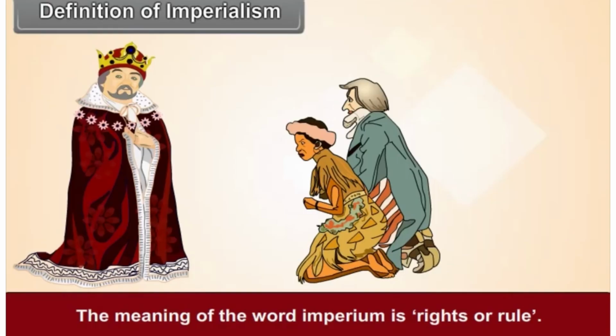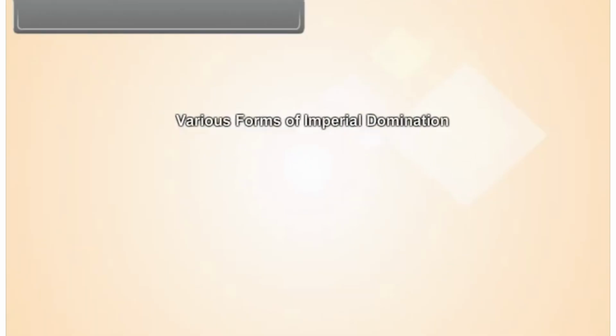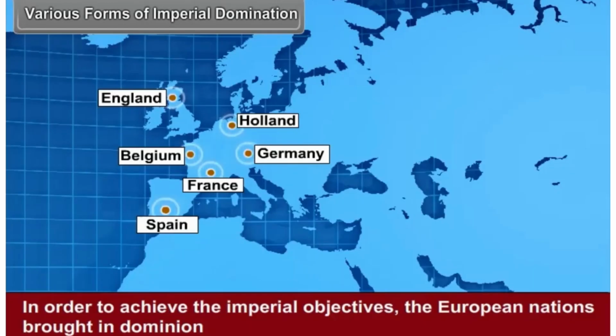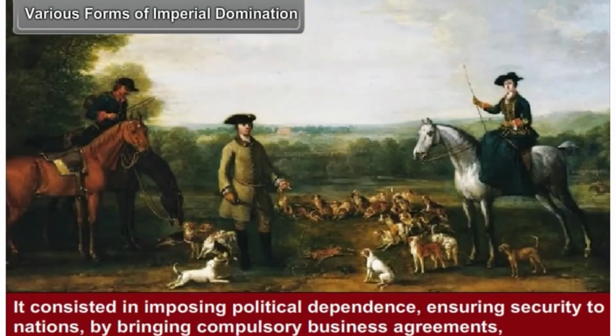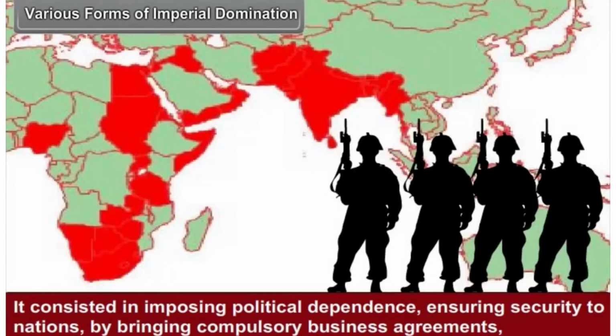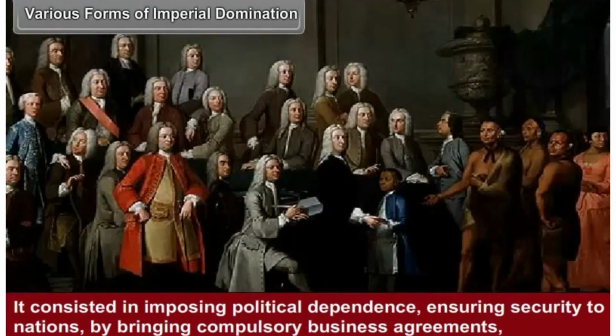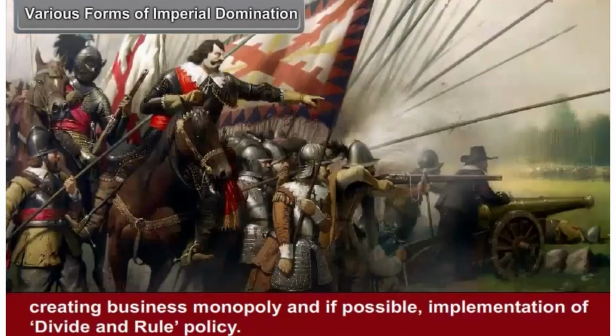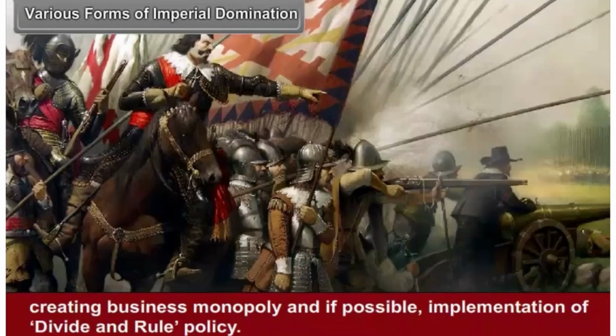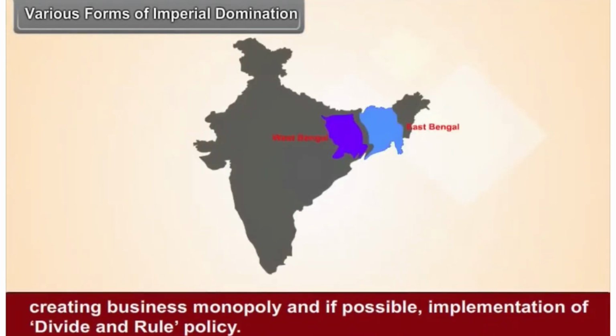Imperialism sprouted from colonialism. Various forms of imperial domination. In order to achieve the imperial objectives, the European nations brought in dominion over the Asian and African continents by different ways. It consisted in imposing political dependence, ensuring security to nations, bringing compulsory business agreements, creating business monopoly, and, if possible, implementation of divide and rule policy.